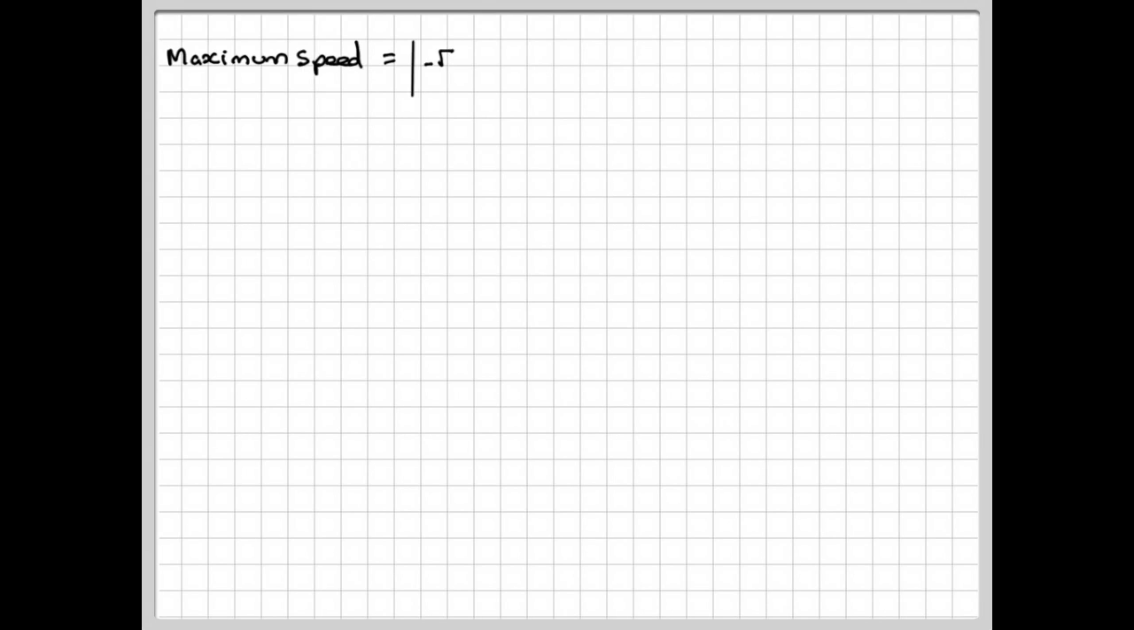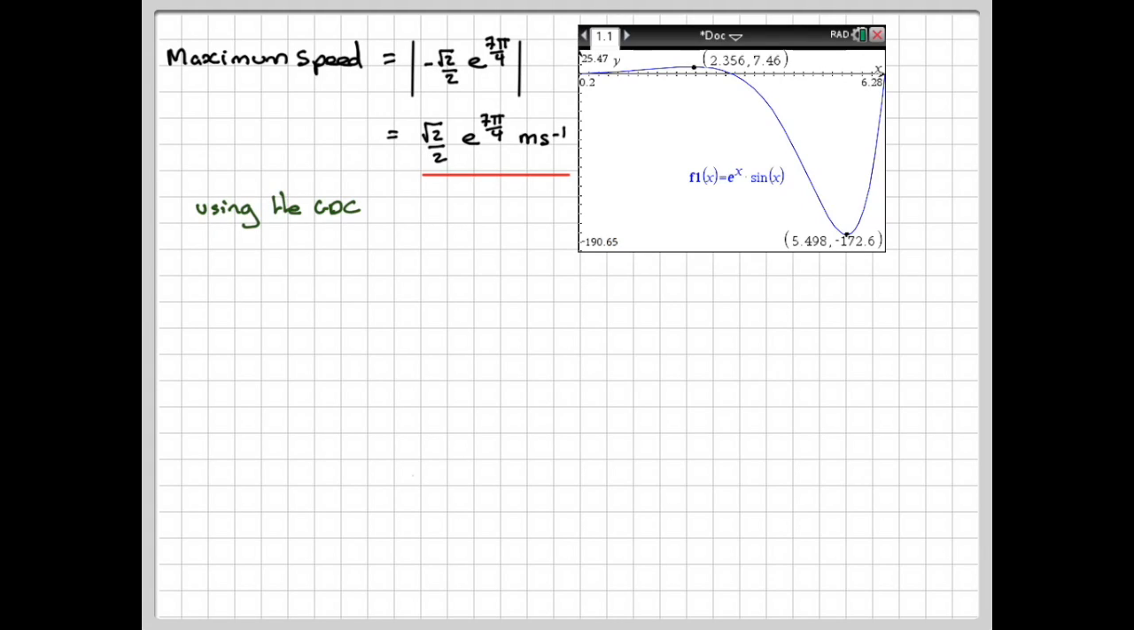So the maximum speed is going to be root 2 over 2 e to the 7 pi by 4 meters per second, using the GDC, which I just did. Okay, this one we have to take into account this one value here, which is at t is equal to 5.49, but the speed will be 172.6.